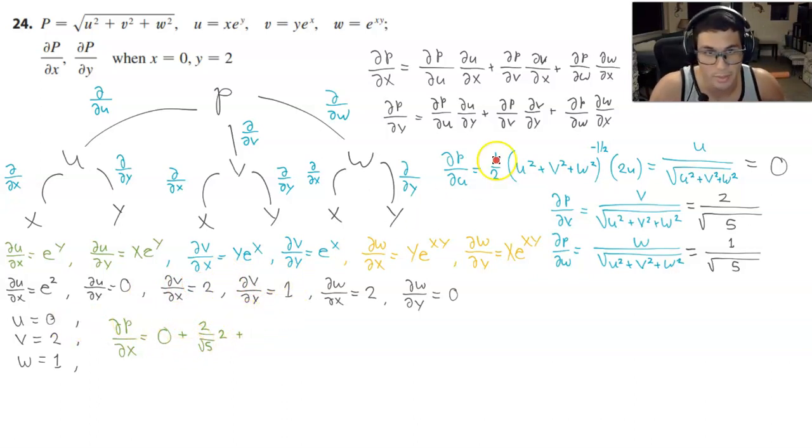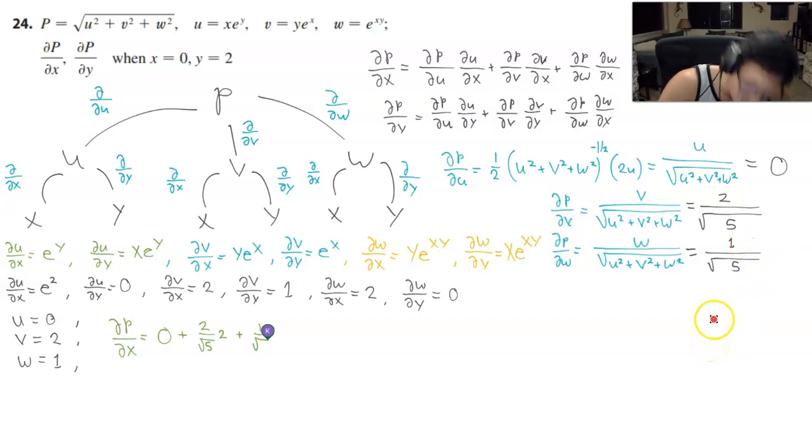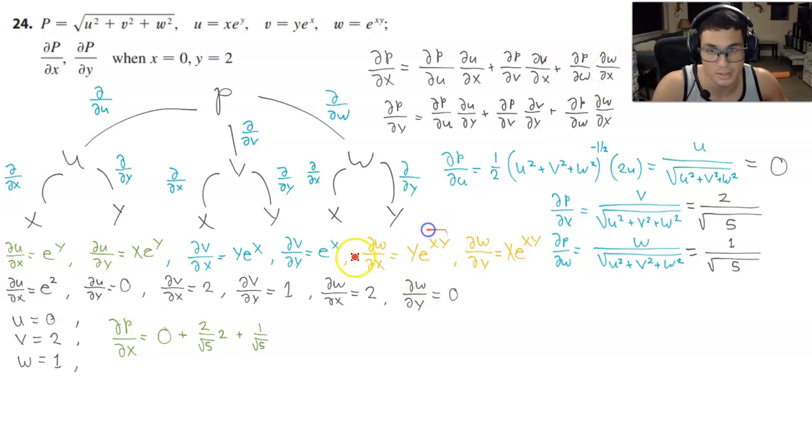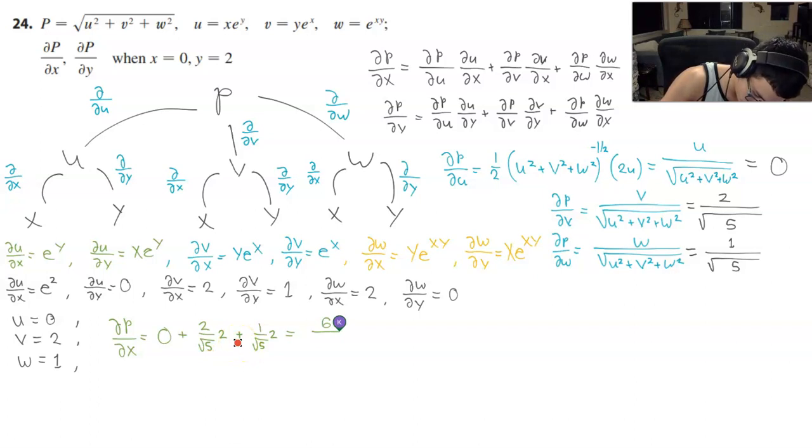And what else do we have here? Okay, we have dp dw, which is right here. So 1 over square root 5. And what is that multiplied by? It's multiplied by dw dx, and dw dx is right here, which is 2. So we get, okay, let's think about this, right? So this is 4, and that's 2. They're both under square root 5. So we get 6 over square root 5. Okay. Now let's do dp dy.